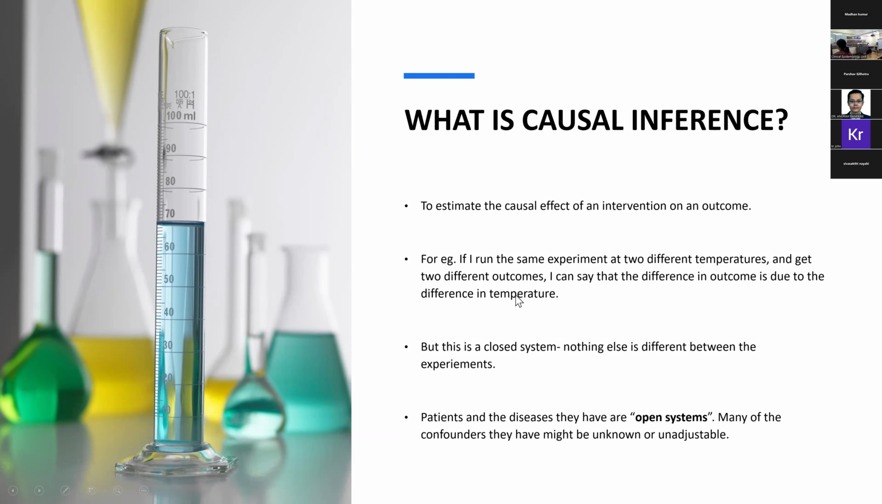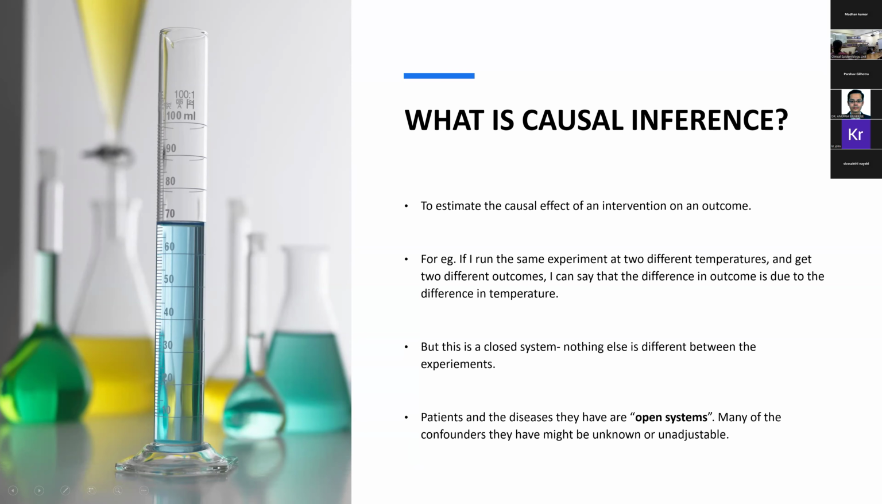So, for example, if you have a chemistry experiment and you run the same experiment at two different temperatures and you get the outcome in experiment A and you don't get the outcome in experiment B, then we can directly say that the difference in temperature was the cause for the difference in outcome. So this is an example of a closed system where all the variables are controlled by one person and you're varying only one thing, which is the causal factor.